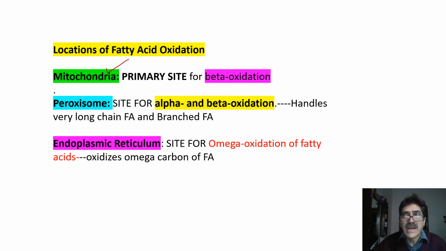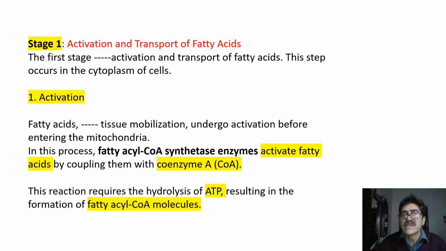Now, oxidation of fatty acids can also take place at alpha carbon, so we will call it alpha oxidation. Peroxisome is the primary site for alpha as well as beta oxidation. It handles very long chain fatty acids and branched fatty acids. And lastly, endoplasmic reticulum, a very important cell organelle, is the site for omega oxidation of fatty acids. So omega oxidation means fatty acid oxidation takes place at omega carbon of fatty acids.